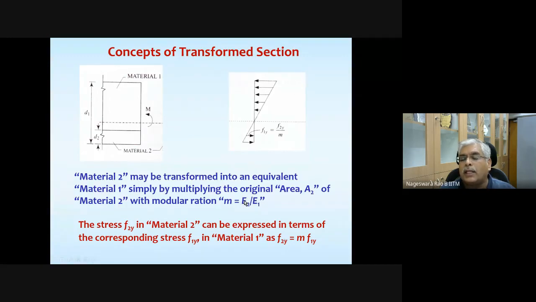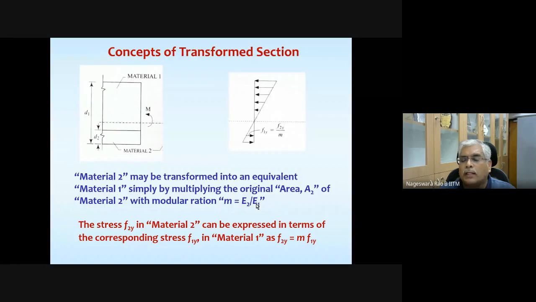The modulus of elasticity of steel, irrespective of the different grades of steel, if no specific value is given, you can take as 200 GPa. What about the modulus of elasticity of concrete? The short-term modulus of elasticity of concrete is given by 5000 root fck. That is only for short-term; long-term effects are not taken care of in that equation.